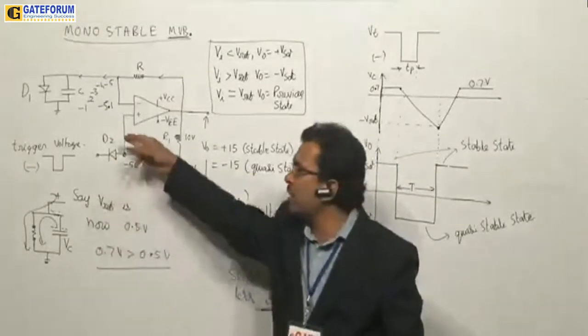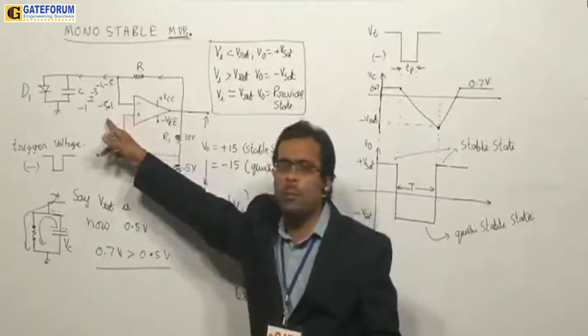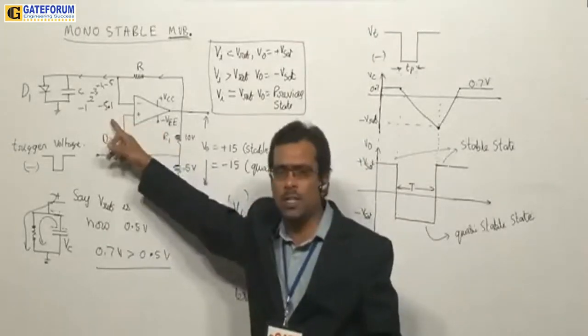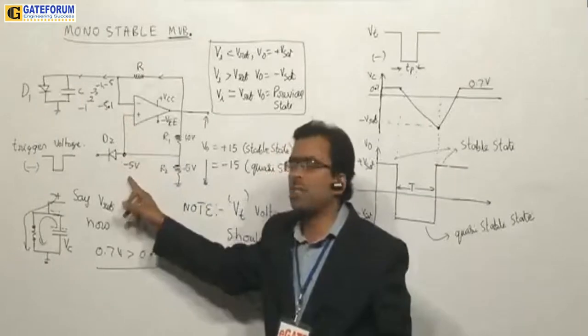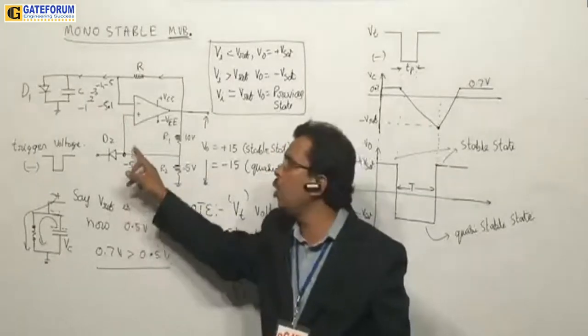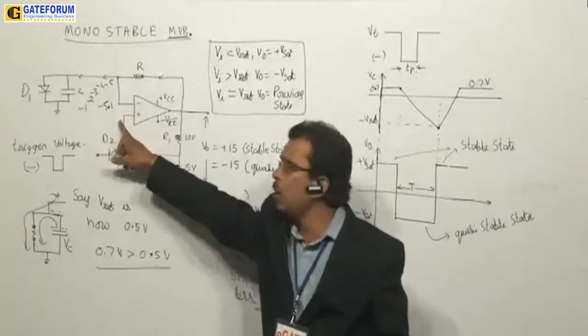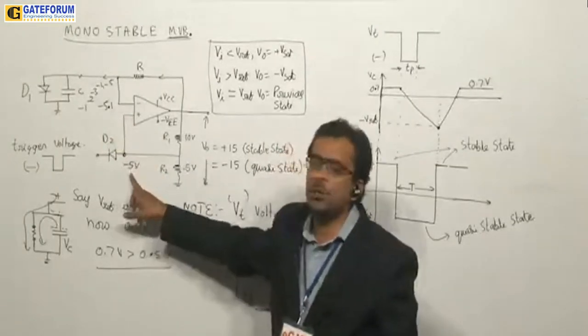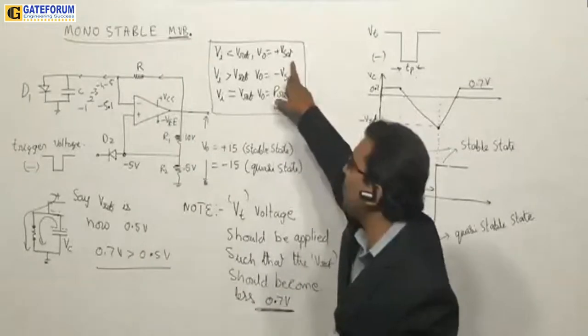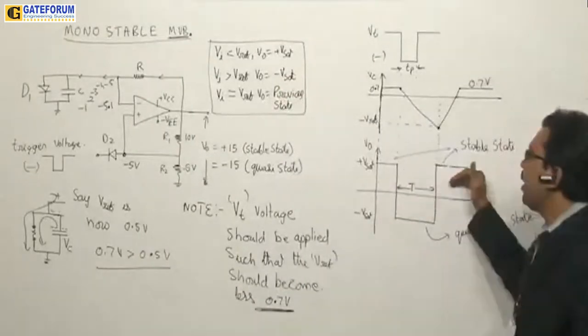Therefore, capacitor starts charging towards negative. And when it is charging towards negative, at some point when it reaches minus 5.1 volts, again this reference has also changed to minus 5. Therefore, you will observe here that minus 5.1 volt, what you have here, is less than reference voltage. Therefore, output shifts to plus Vsat.